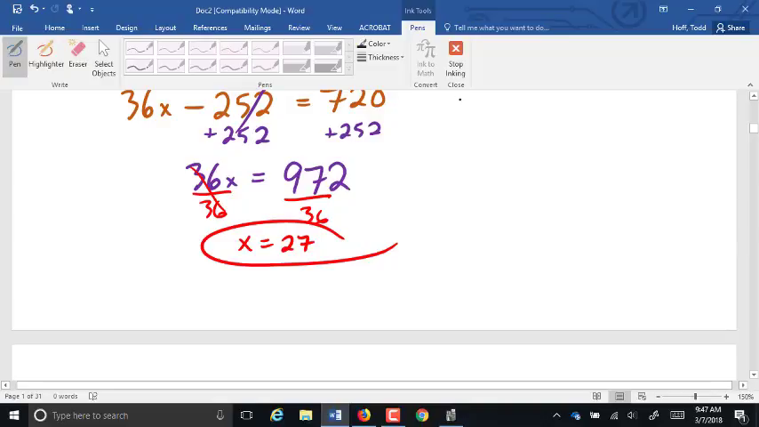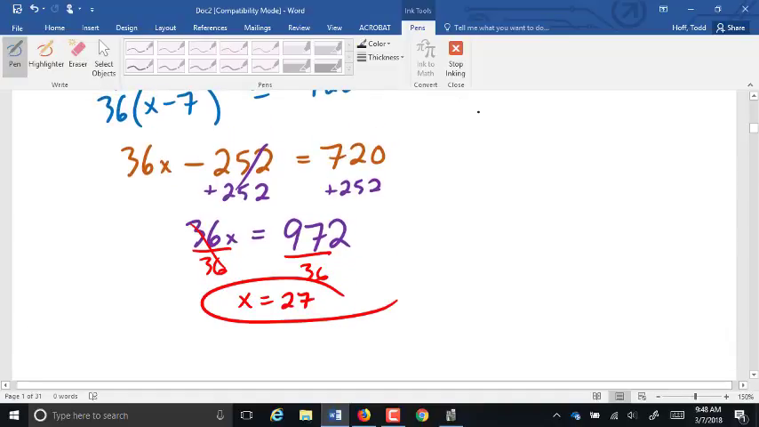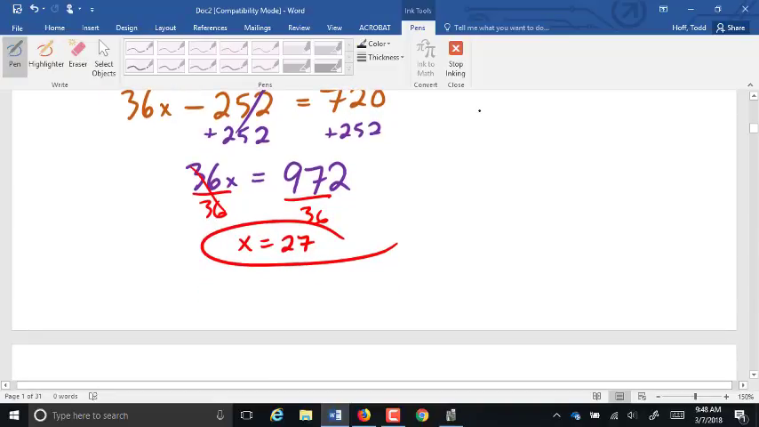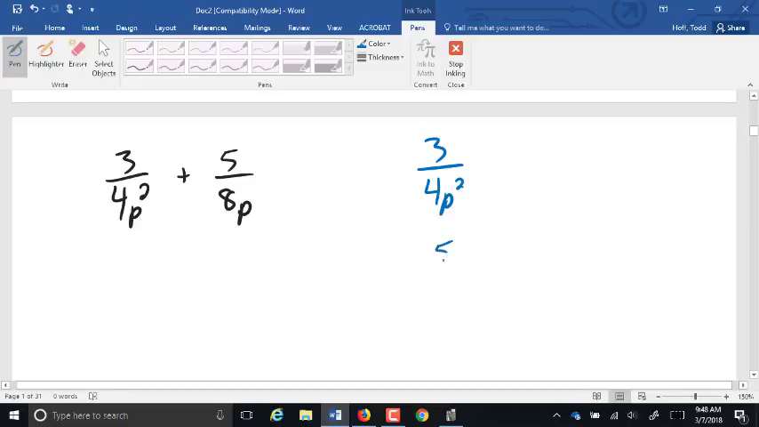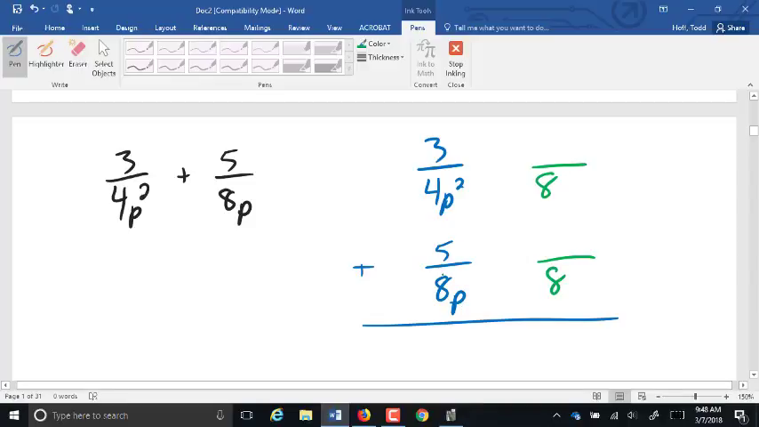Then the part that takes us back a couple weeks, operations with fractions that have variables in them. You know, we may have something like 3 over 4p squared plus 5 over 8p. We need to first find our common denominators. For 8 and 4, what's our common denominator going to be? 8. For the variable, remember, it's the largest power, so it's going to be p squared.